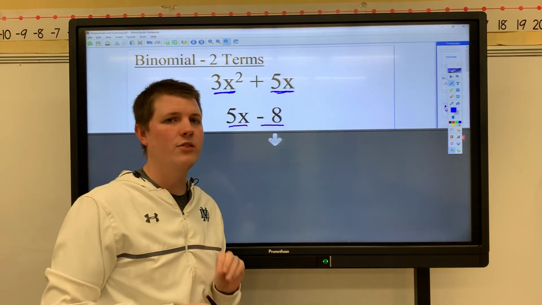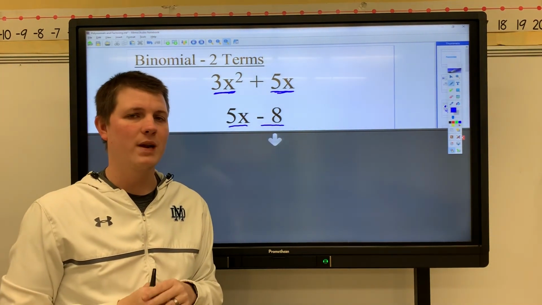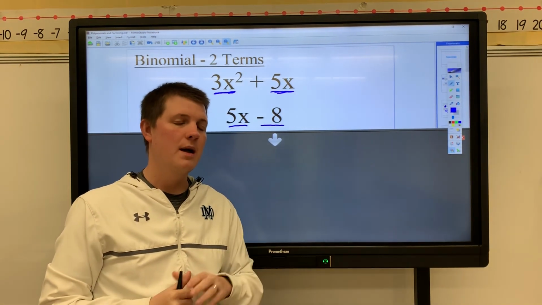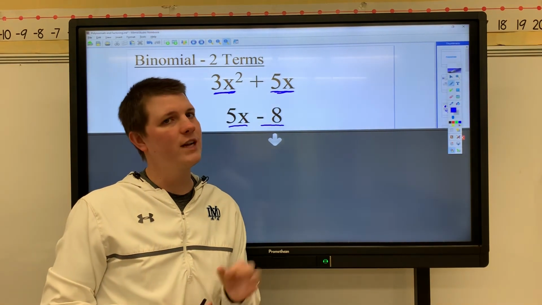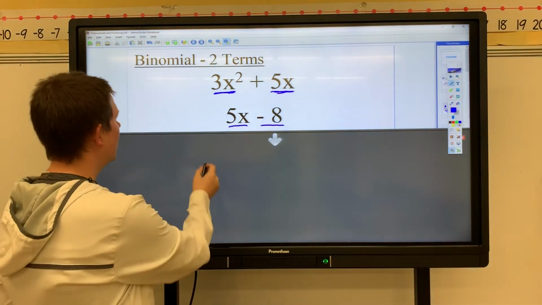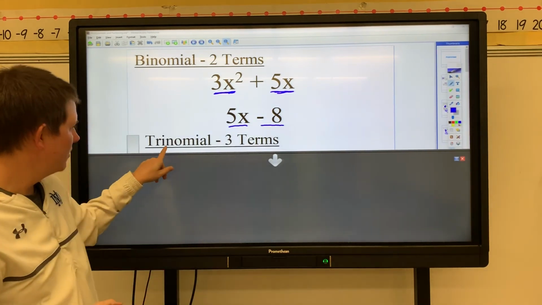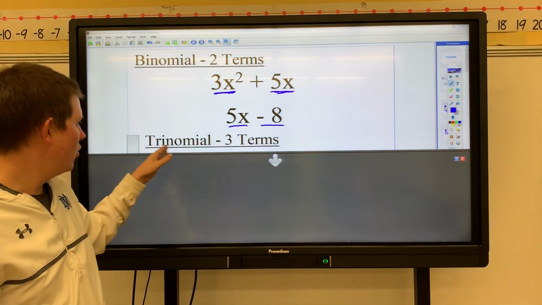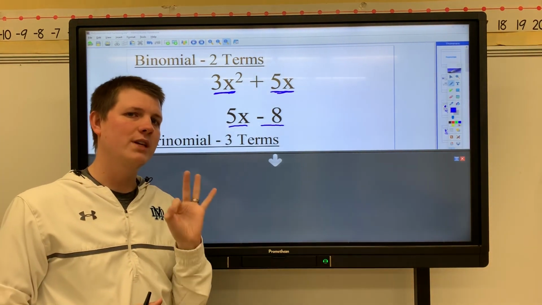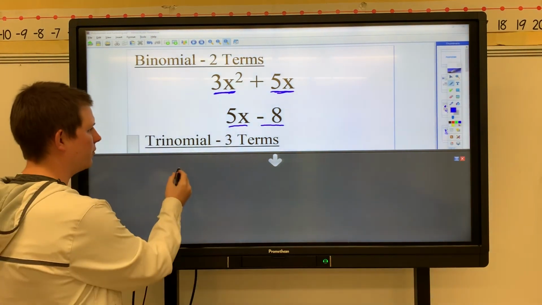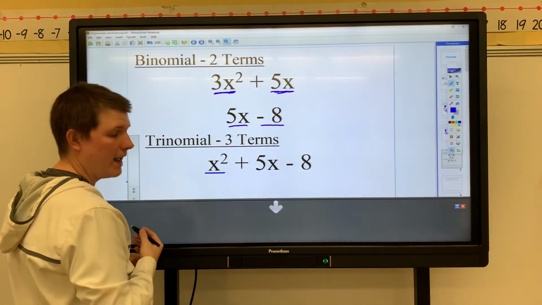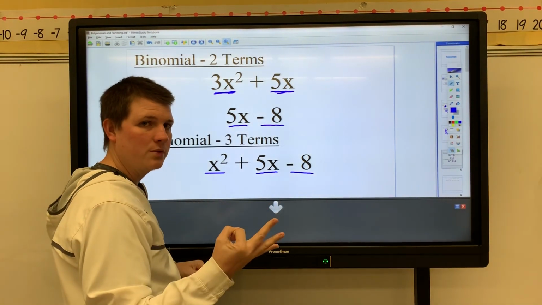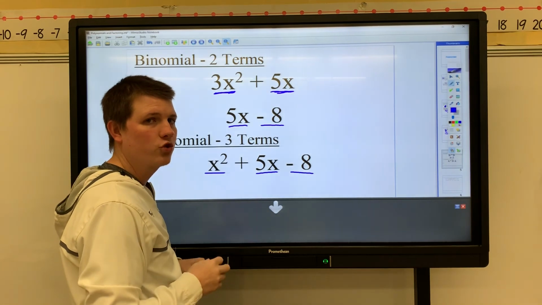I'm going to use this word a lot throughout the rest of the chapter, so we need to understand what that means. When I say a binomial, it means it has 2 terms. Monomial has 1 term. Binomial has 2 terms. What about if it has 3 terms? Well, a 3-term polynomial is called a trinomial, right? The prefix tri, just like a triangle, means 3. So a trinomial means 3 terms. If it has 3 terms, it's called a trinomial. Here's an example. X to the second plus 5x minus 8. It has 3 terms. A polynomial with 3 terms is called a trinomial.